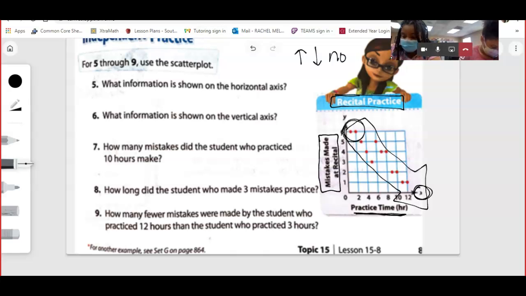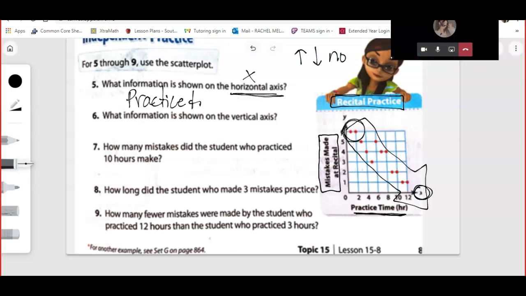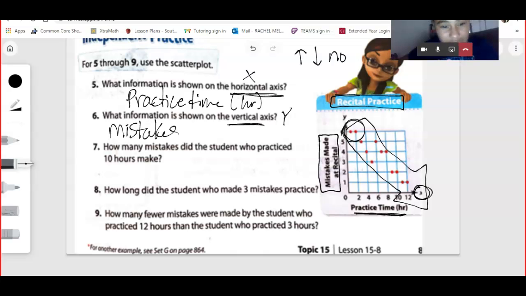Number 1, what information is shown on the horizontal axis? Well, remember, horizontal is our x. So what is that? Somebody already told us that answer. What's the x label? Practice time. Practice time in hours. Okay. What information is on the vertical axis, which is the y-axis? So what's that label? Mistakes made at recital. All right, now they're going to ask us about specific dots.